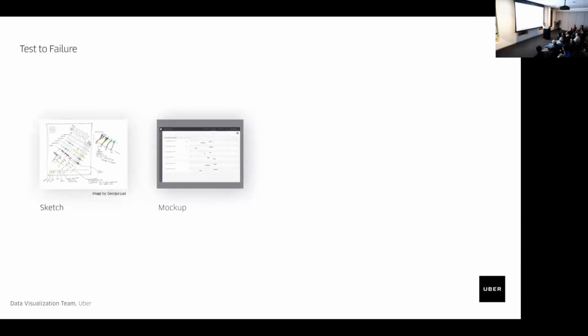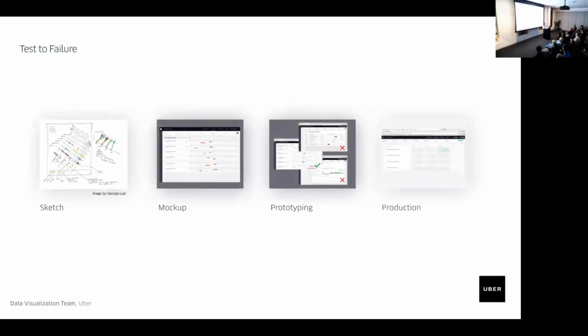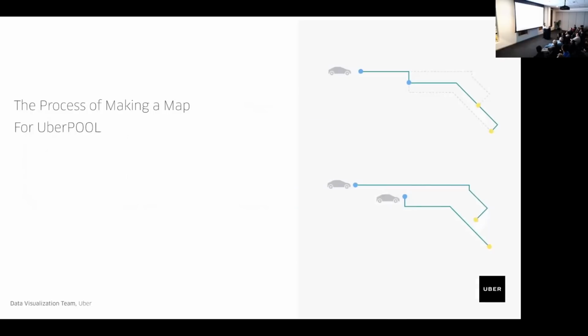The process of making a map visualization has 4 steps you have to go through every day. You draw some sketches, you create some mockups, you build some prototypes, and then in the end, you make it to production. And more often than not, you get stuck in this infinite loop where you always have to go back to your drawing board, change your process, and hope you get something that's meaningful.